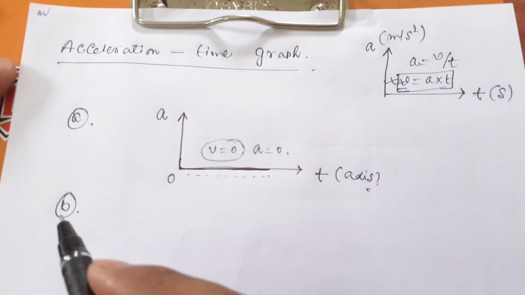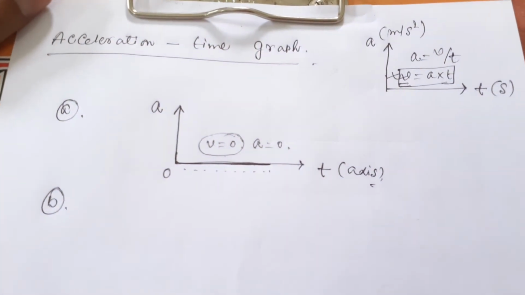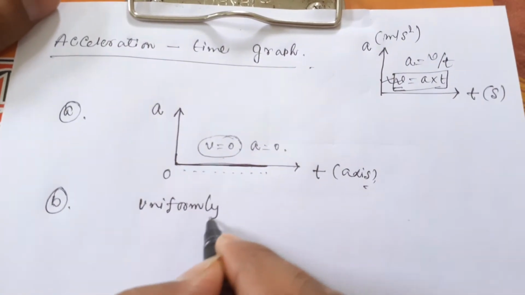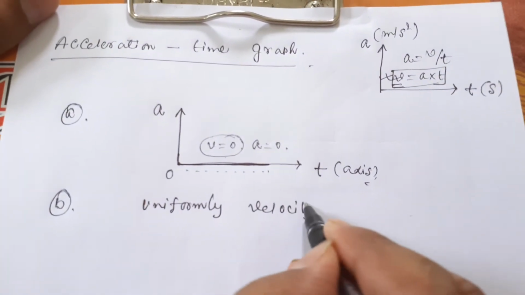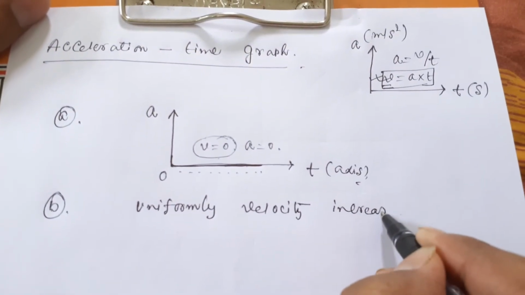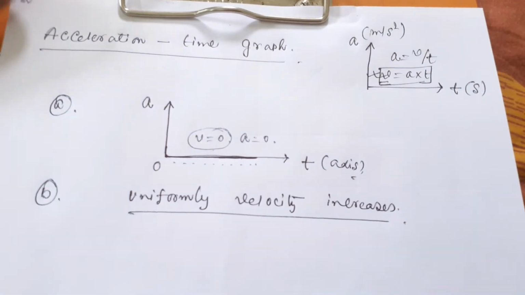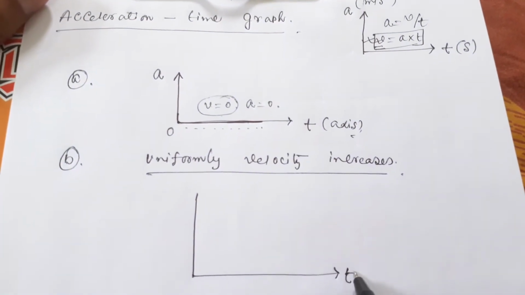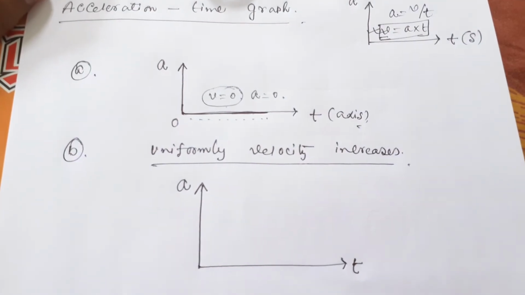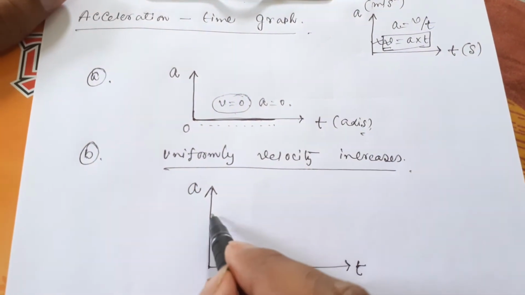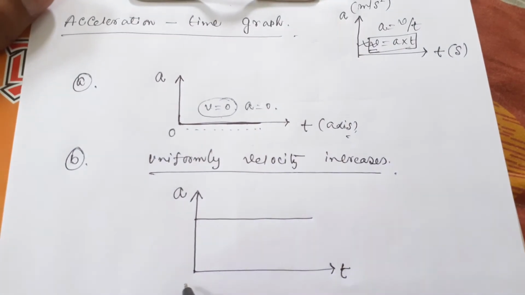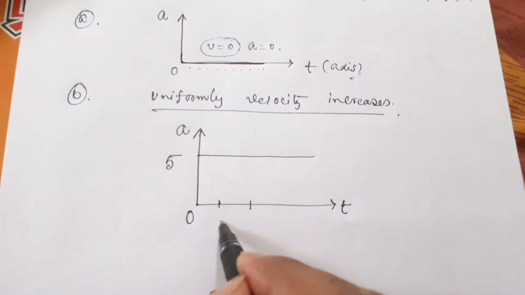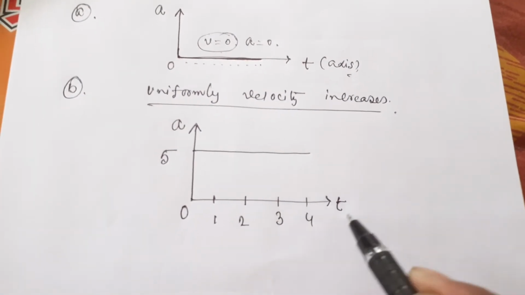The next case is that the velocity of a body in motion increases uniformly. If the velocity increases uniformly, then how can you consider the acceleration time graph? Definitely by choosing this way, this side time, this side acceleration. If you draw this type of graph, suppose this is 0, maybe this is 5, and this is 1, 2, 3, 4, in this way.